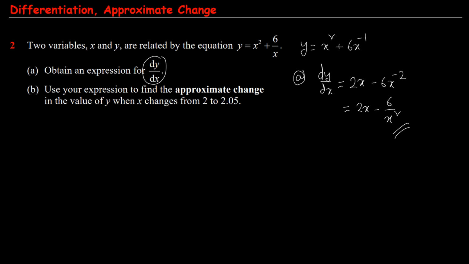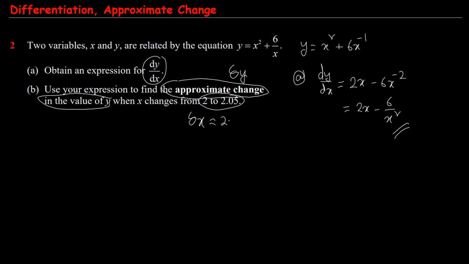Second part wrote here, use your expression to find the approximate change. Again, approximate change in what? In the value of y. So they're asking to find out the delta y from here. And another one, x changes from 2 to 2 point this, so it gives us the delta x value.